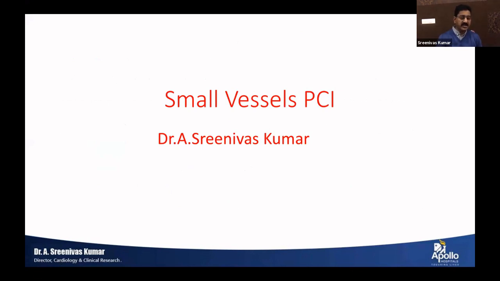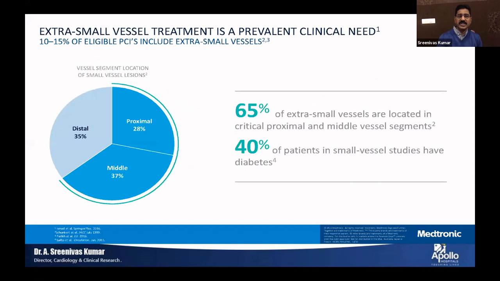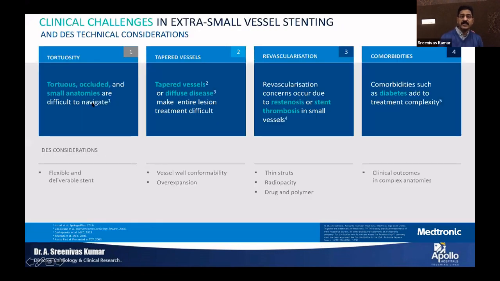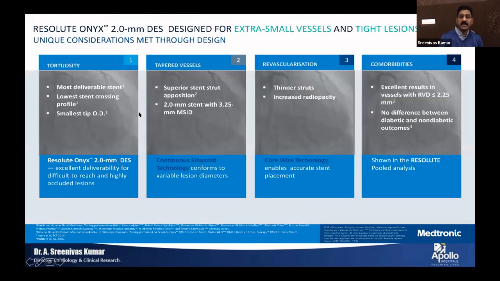I will show you some examples of small vessel PCIs, and I've already shown one of the tortuous vessels. Nowadays, a vessel could be small diameter-wise, but it could be long, supplying a lot of areas. It's especially seen in diabetic patients, and probably 65% of these small vessels are not treated. Distally, you leave it, but proximal and mid-segments, you tend to treat. The tortuosities and tapered vessels were all a problem. Now with the availability of better quality stents, this sinusoid technology, core wire technology, and radio opacity is also better.